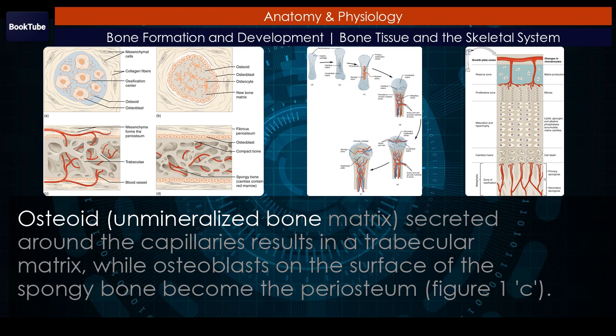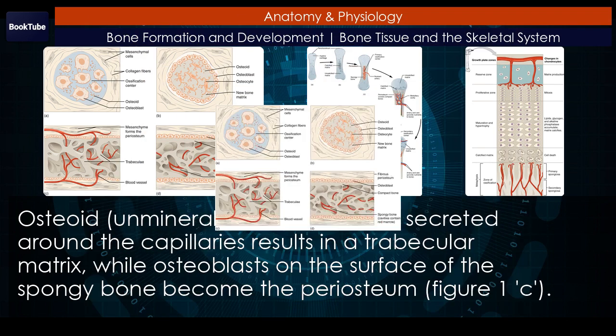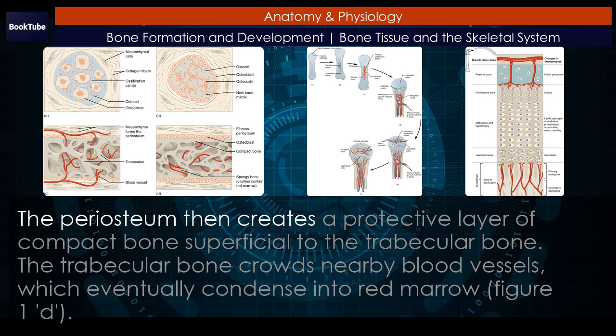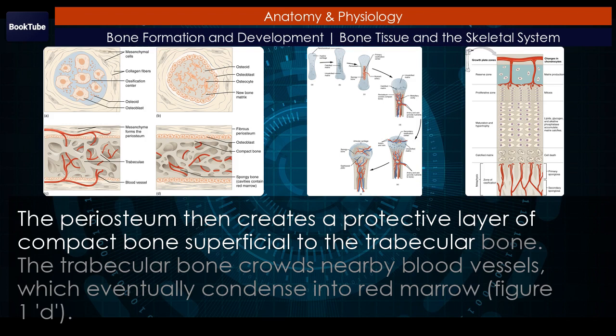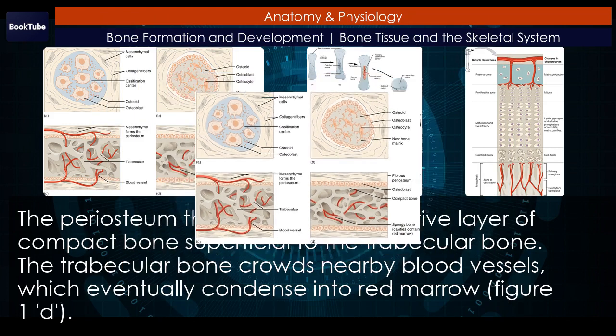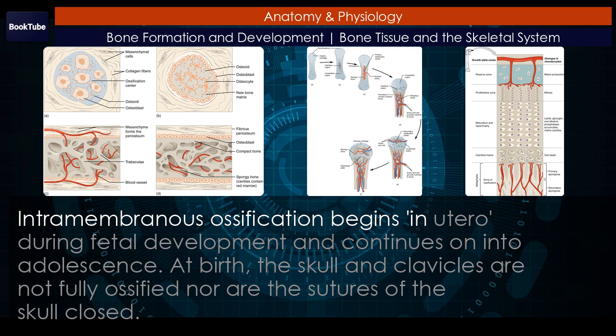Osteoid, unmineralized bone matrix, secreted around the capillaries results in a trabecular matrix, while osteoblasts on the surface of the spongy bone become the periosteum. Figure 1c. The periosteum then creates a protective layer of compact bone superficial to the trabecular bone. The trabecular bone crowds nearby blood vessels, which eventually condense into red marrow. Figure 1d. Intramembranous ossification begins in utero during fetal development and continues on into adolescence.